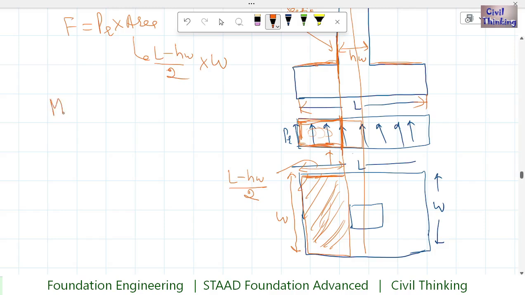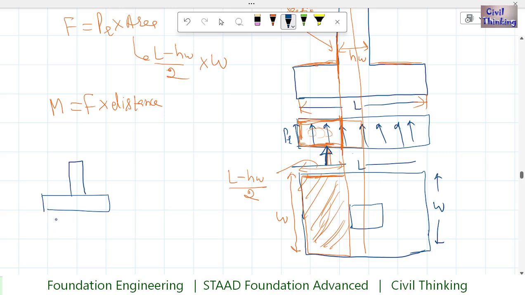Now moment is force multiplied by distance, right? Now this force is acting exactly at the midpoint. So if I show it, this force is acting here. Let me draw a clean diagram.